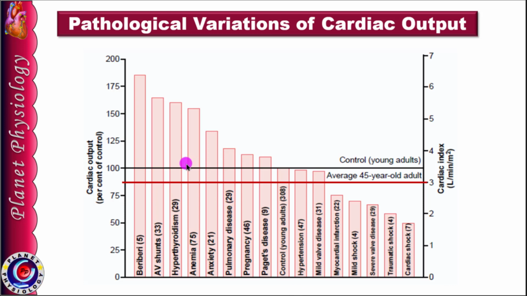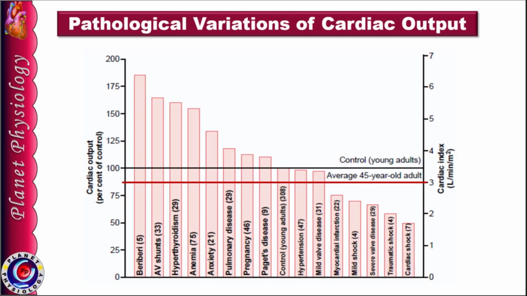Black line indicates regulation of cardiac output to its normal value in young adults, whereas red line indicates cardiac output control in average 45 years old adult. The bars above black line indicate regulation above the normal and represent higher value of cardiac output, as in case of beriberi, AV shunt, anemia, etc. The bars below the line indicate decrease in cardiac output, as in case of myocardial infarction, shock and valvular diseases.